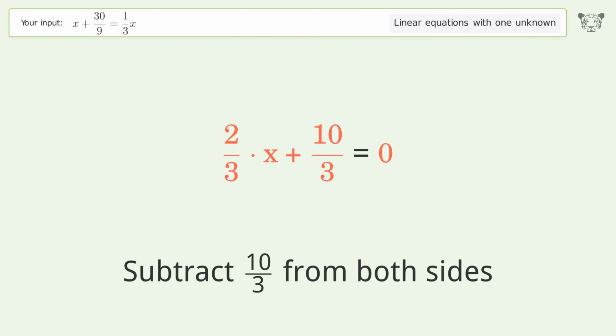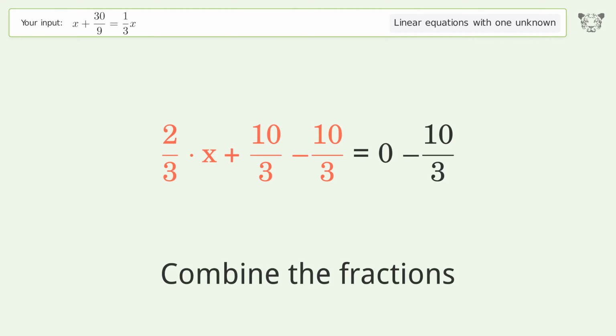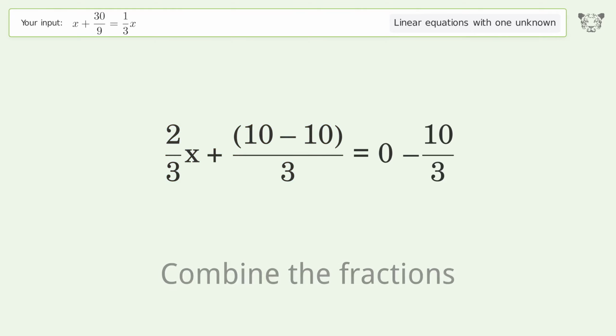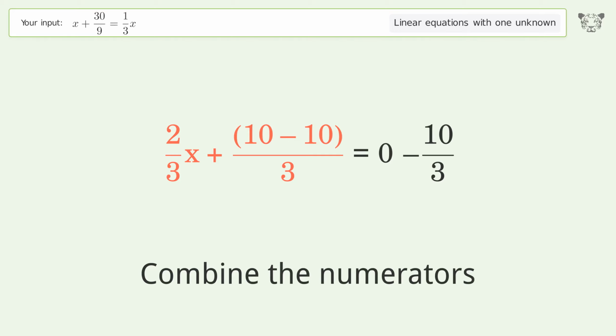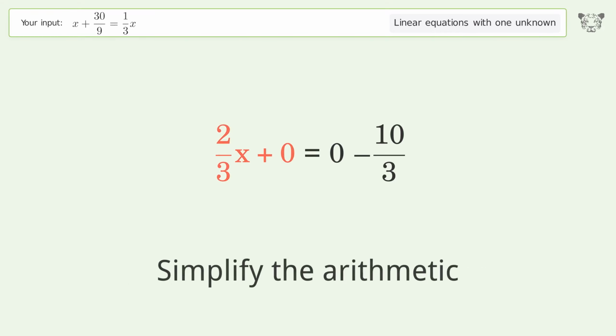Subtract 10/3 from both sides. Combine the fractions. Combine the numerators. Reduce the zero numerator. Simplify the arithmetic.